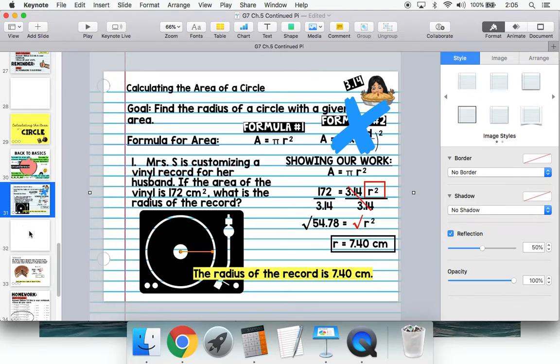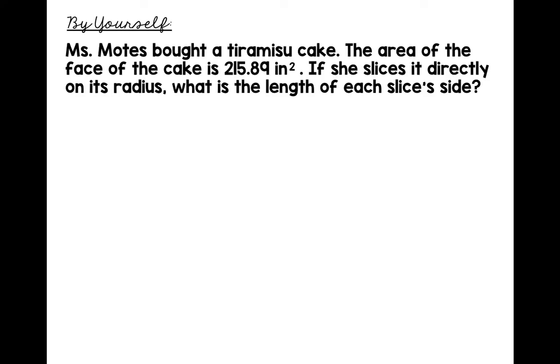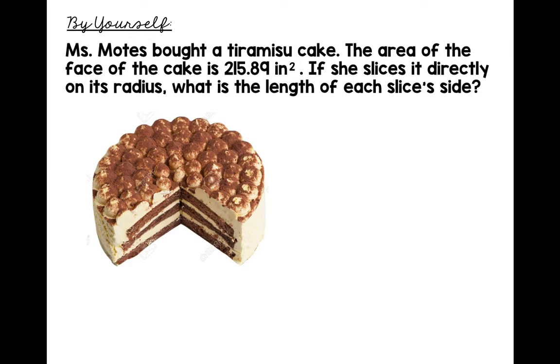So let's try another one together. It's a little tricky, but let's just tackle it. Miss Motes bought a tiramisu cake. The area of the face, this whole thing right here, is 215.89 inches squared. If she slices it directly on its radius, what is the length of each slice's side? So what is the length of the radius? Let's plug in with our formula. I want you to pause it and try to see if you can do it by yourself.